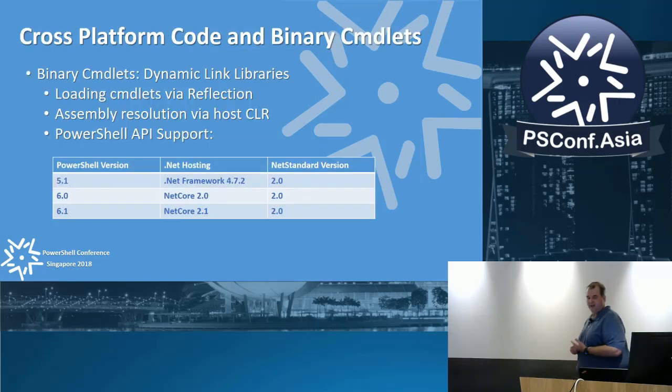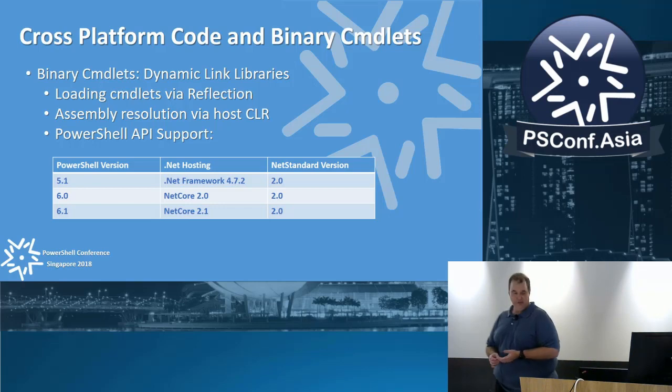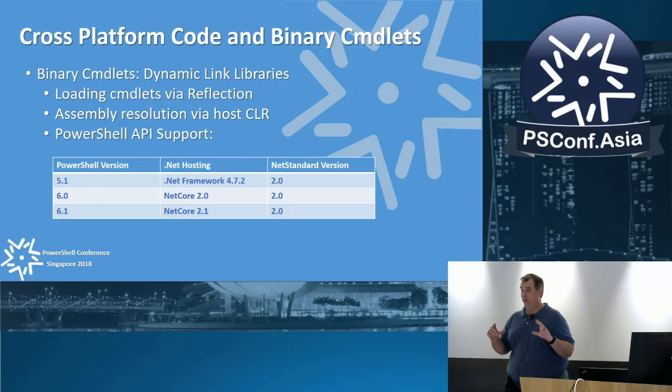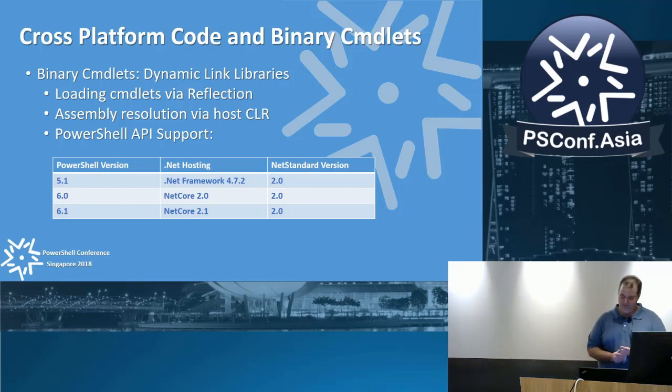As I was talking about a little bit, you saw that commandlets are represented as C# classes that have attributes, and PowerShell loads them via reflection. So we deliver them as dynamic link libraries. PowerShell reflects over those libraries, finds all of the classes that have those commandlet attributes, and decides based on that what the commandlets to export are.